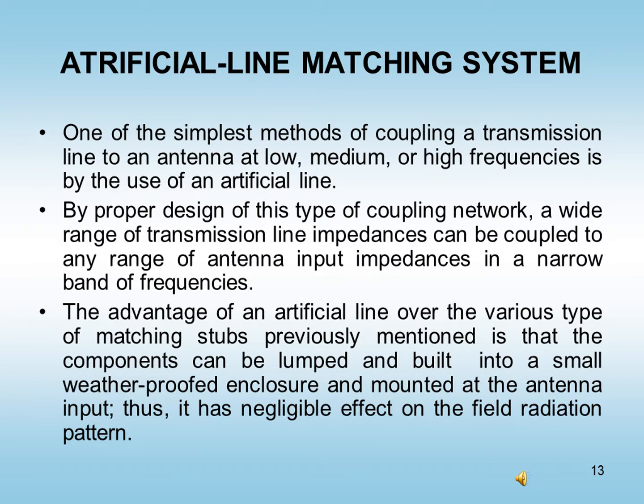One of the simplest methods of coupling the transmission line to the antenna at low, medium, or high frequency is the use of the artificial line. So we want to couple the transmission line to the antenna at low, medium, or high frequency. In this case, we have to utilize the artificial line.